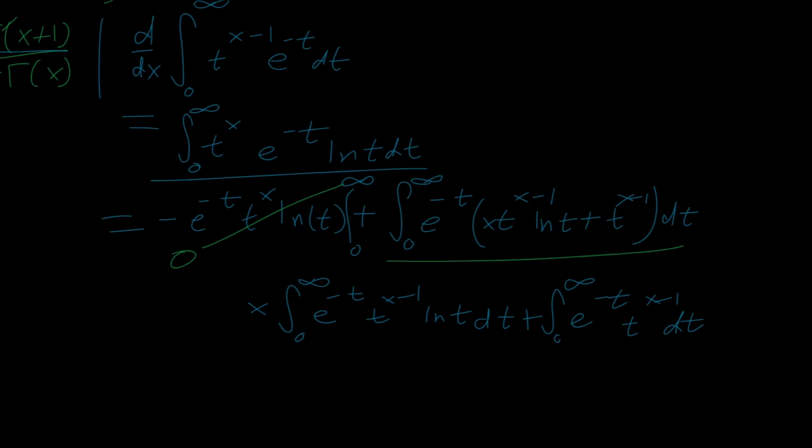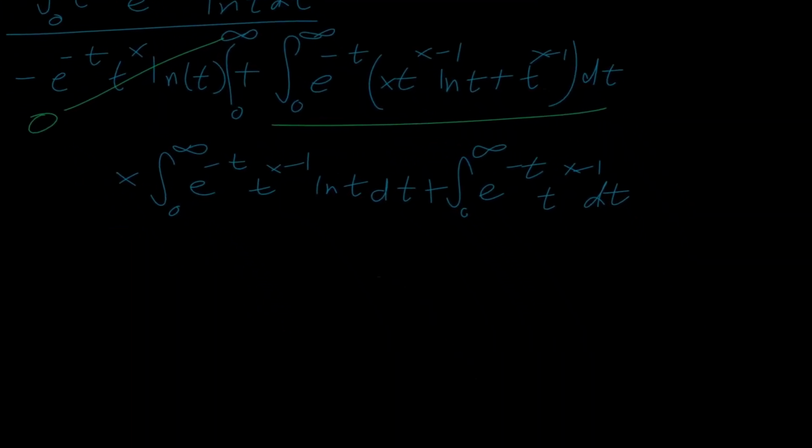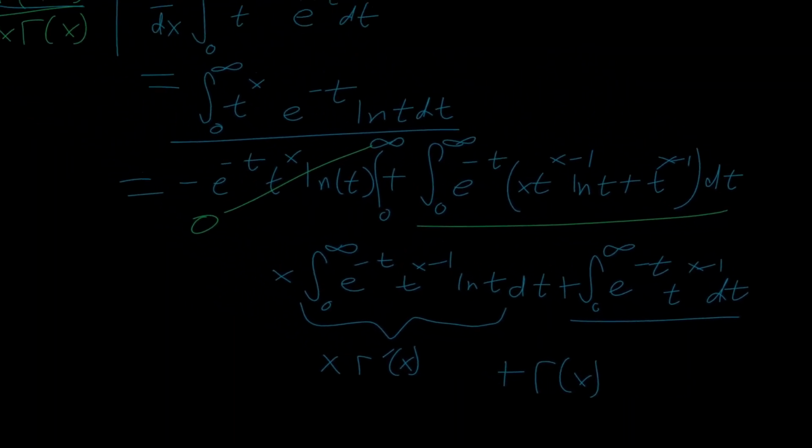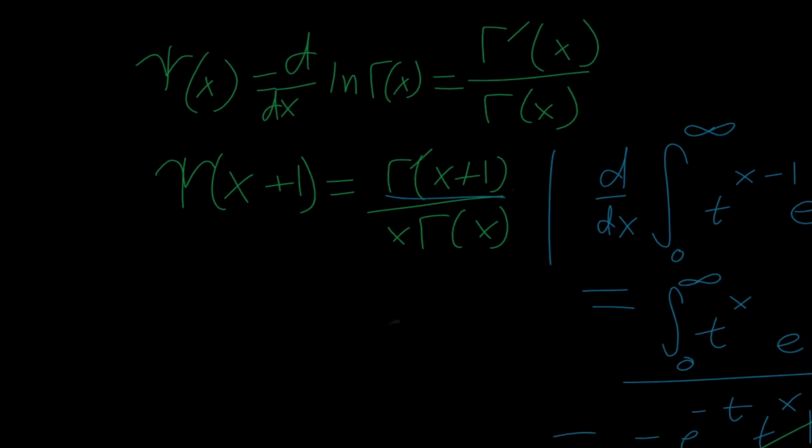And we know how to evaluate, quote unquote, or at least give names to both of these integrals. We know that this first one right here, if we factor in the x a little bit later, is just going to be the derivative of the gamma function at x, and then times x, of course. But then we have this additional term. We have a plus, and this right here is just, by definition, gamma of x. So plugging this into our original formula, we see that we have the following.